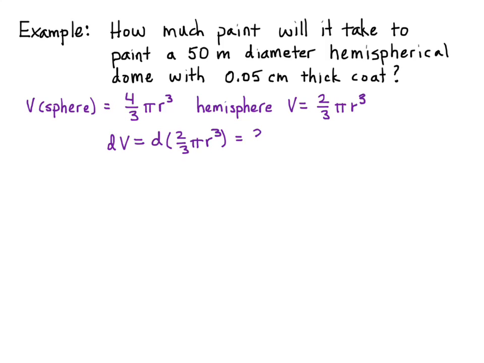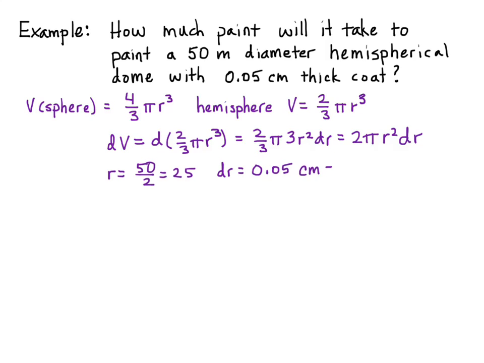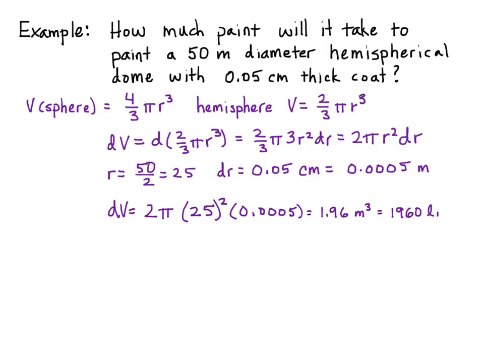And I'm going to look at my differential volume. If I take the derivative of both sides, I look at my differential volume as this. So notice it's a function of both the radius and the thickness of that coat of paint that I'm going to put on it. And here's the trap. You need to make sure that your units are in the same set of measurements. So instead of centimeters, I'm putting that in meters. And so we have the difference in volume would be 1.96 cubic meters, which suggests I'm going to use 1,960 liters of paint to paint this thing.